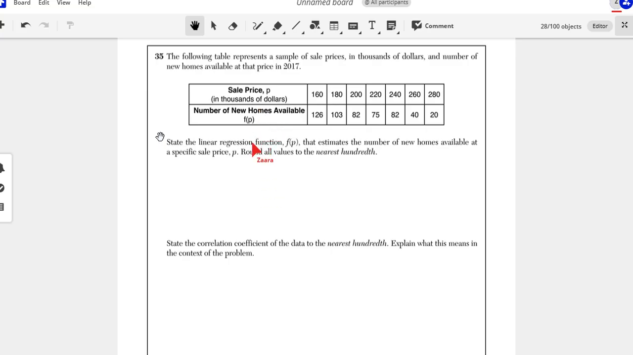The following table represents a sample of sale prices in thousands of dollars and number of new homes available at the price in 2017. Find the linear regression function f of p that estimates the number of new homes available at a specific sale price p. Round all values to the nearest hundred.